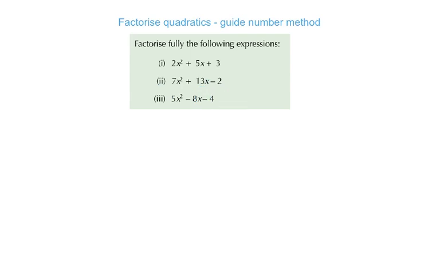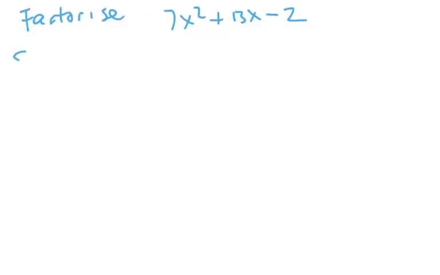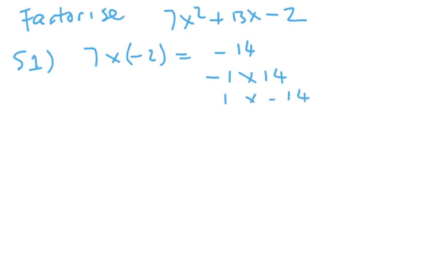7x squared plus 13x minus 2. So step 1 is 7 multiplied by minus 2. That's equal to minus 14. Now, the factors of minus 14 are either minus 1 multiplied by 14, or 1 multiplied by minus 14, or 2 multiplied by minus 7, or minus 2 multiplied by 7.